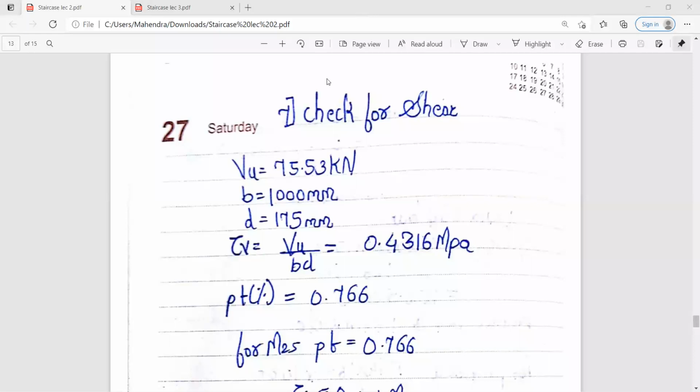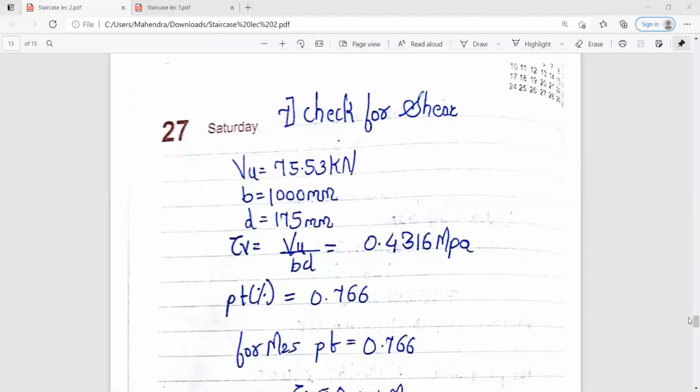So in this step, first of all, we need to calculate the... already we had calculated the shear force. See, shear force here we got, that is 75.53 for the landing and mid landing. That shear force value only we are going to use for checking the shear. So the maximum shear you had got, that is 75.53 kilonewton, and the value of width, that is B, you are going to assume it as 1000 mm, and the D is 175 mm.